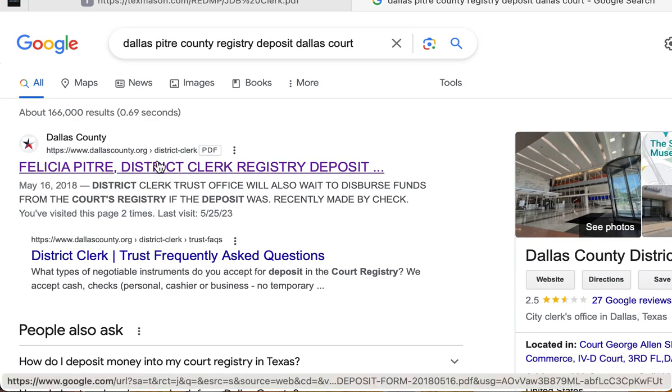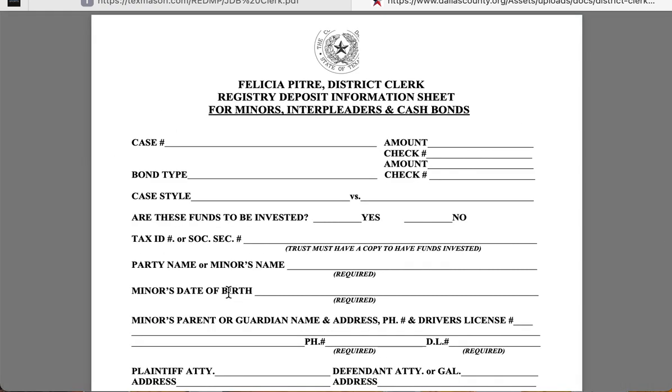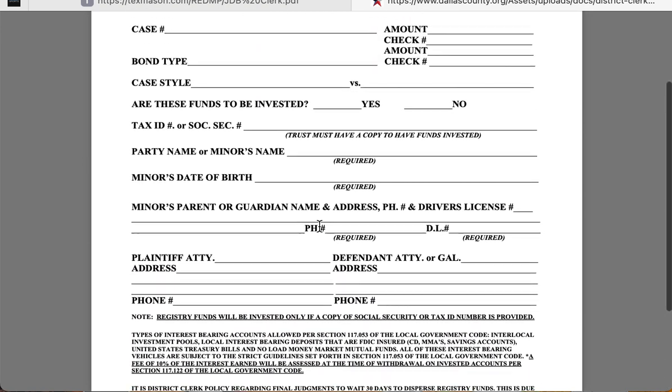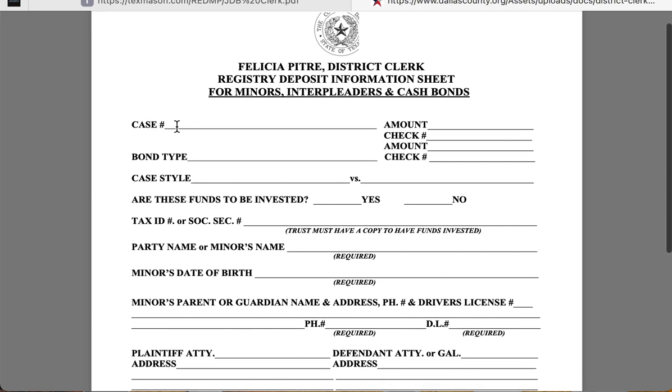There it is. So this is their standard form, what they use. You notice I modified it and made what I'm doing a little bit differently, but this is what they usually use. This is their form to deposit funds into the registry of the court. So this is the critical information they're going to need: case number, bond type, case style, tax ID number, or social security number.